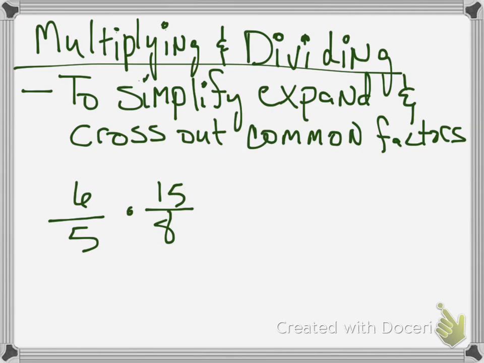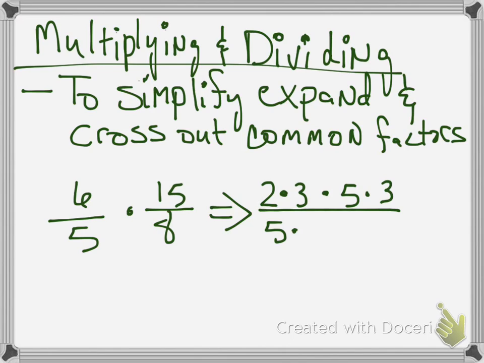So 6 is 2 times 3. So I write 2 times 3. 15 is 5 times 3. So I'm going to write 5 times 3. So notice how I'm breaking these down to their prime factors. 5 is, of course, 5 times 1. And 8 is 2 times 4, but that means I can break up the 4 to be 2 times 2. So I'm going to write 2 times 2 times 2. So notice how I expanded these to represent all the numbers.